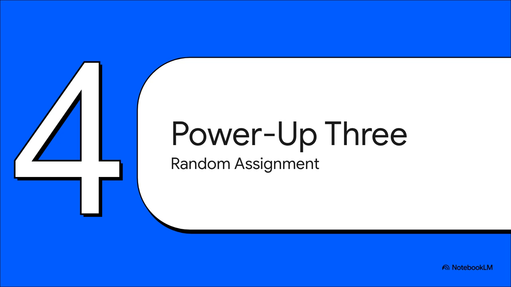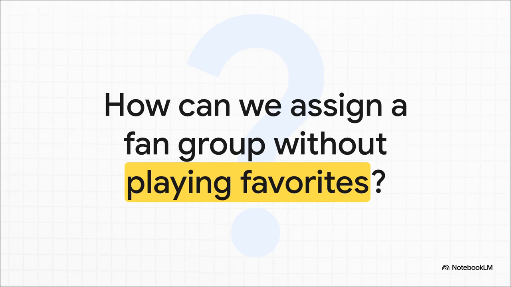Our last task, before we put this whole thing together, is to assign each new fan to a group, but it has to be completely random. So to make the app more fun, we want to put users into different fan groups. But how do we do it fairly? We can't have any favoritism, and we definitely can't do it one by one for thousands of users. We need a system that is totally 100% unbiased.